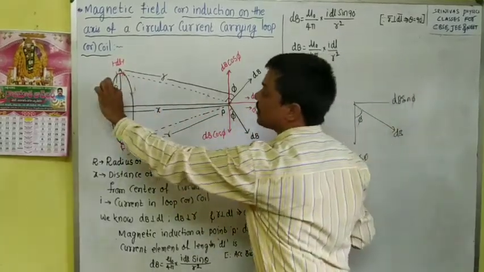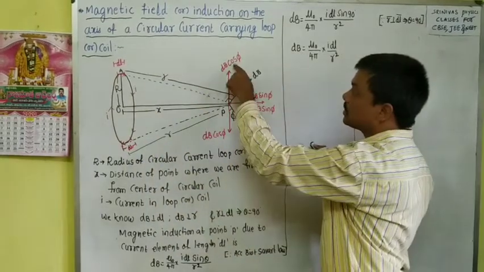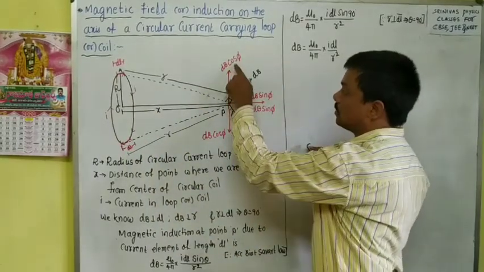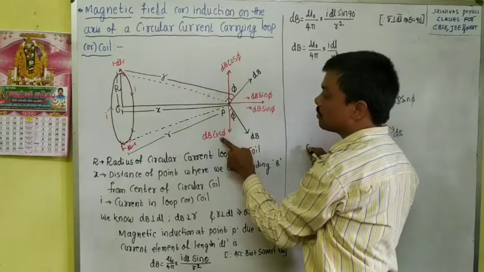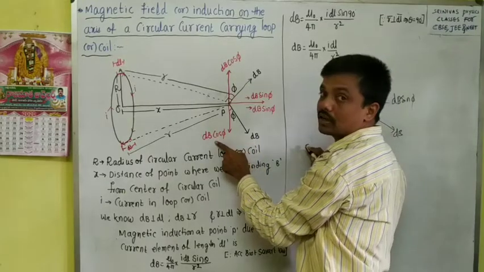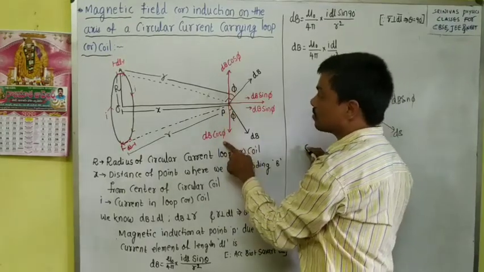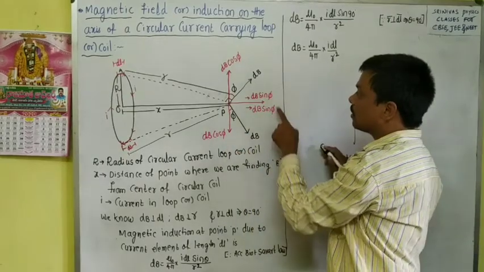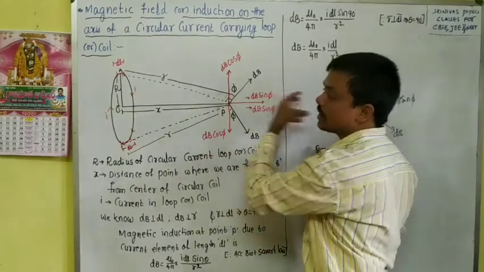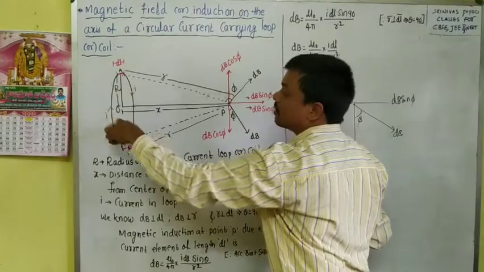Like this, if you take many elements, for every element there is another element against it, and it produces the dB cos phi component in the opposite direction. All the dB cos phi components will cancel each other, but all the dB sin phi components will be along the same direction due to all the other elements also.